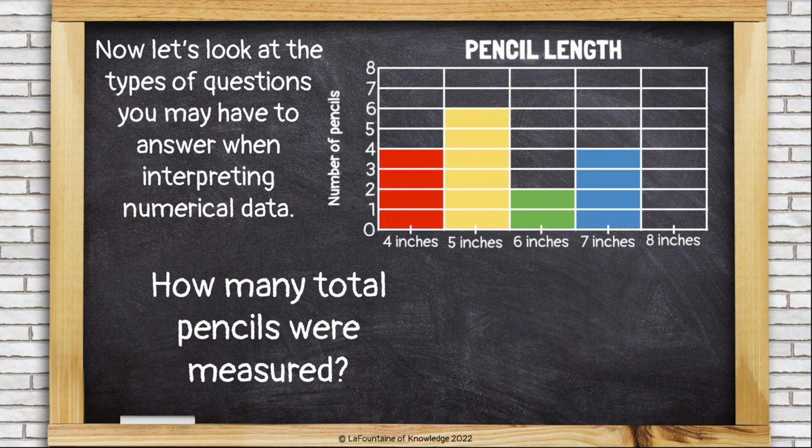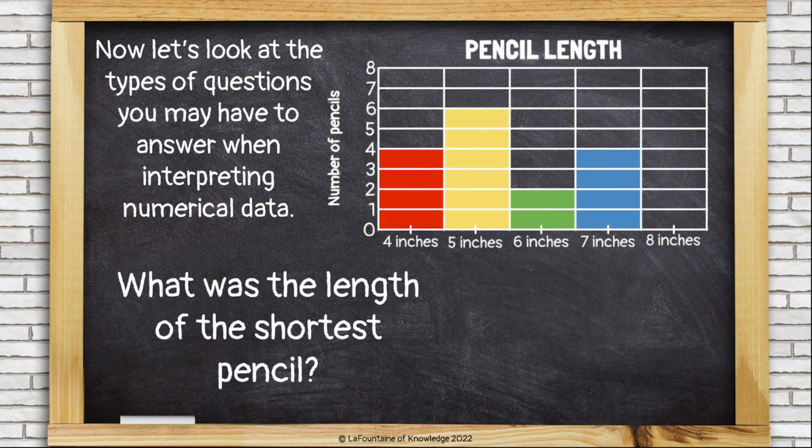How many total pencils were measured? So here I just need to count all of the pencils that were shaded in. That's 4 4-inchers, 6 5-inchers, we got 2 6-inchers, 4 7-inchers, and no 8-inch pencils. And when I add all those together, I get a total of 16 pencils that were measured in order to make this graph.